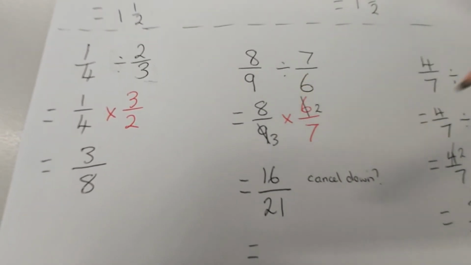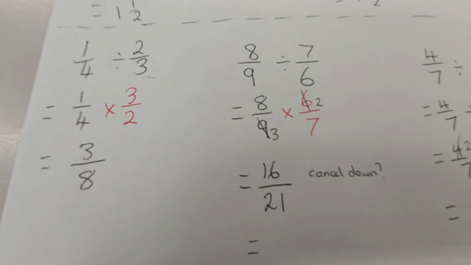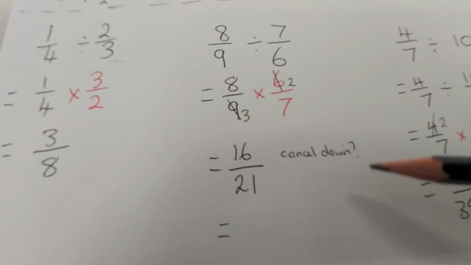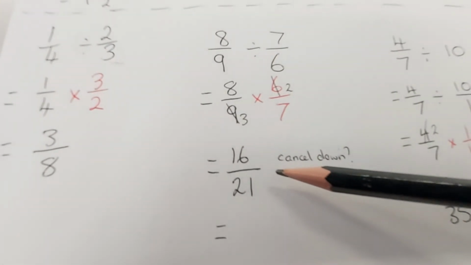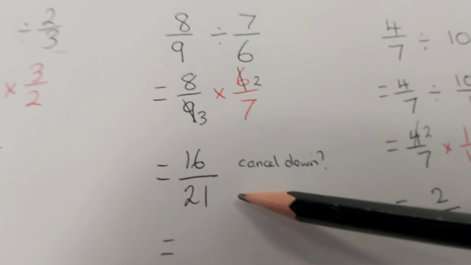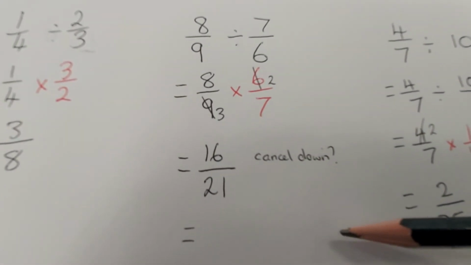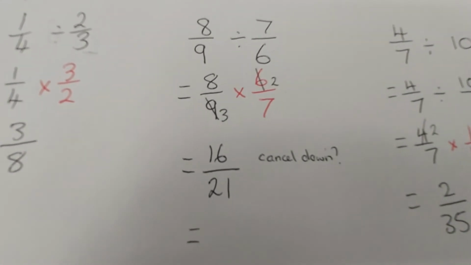There's nothing much I can do over here, okay? So I end up with 2 times 8, which is 16, and I end up with 3 times 7, which is 21. Can I cancel that down again? No, I can't. I've put an equal sign in because it looked like I could, but no.